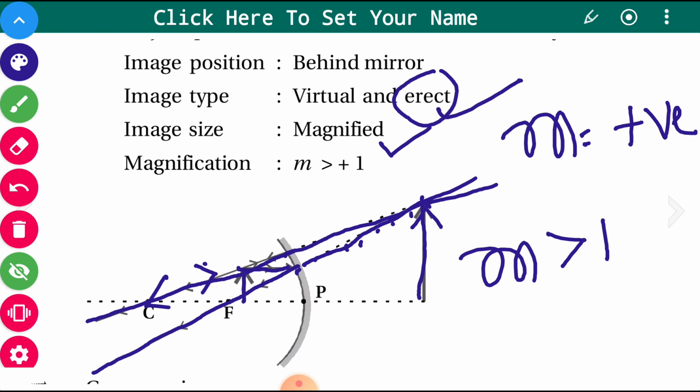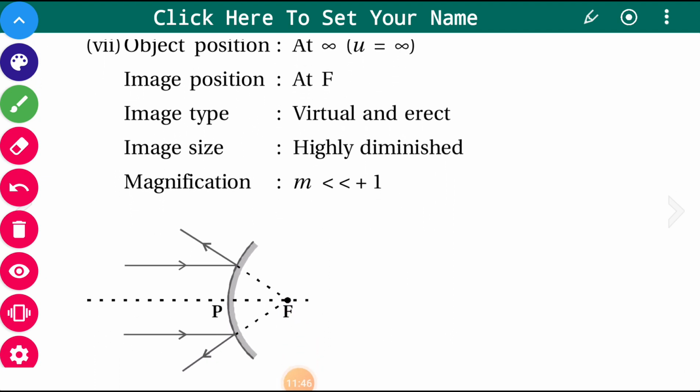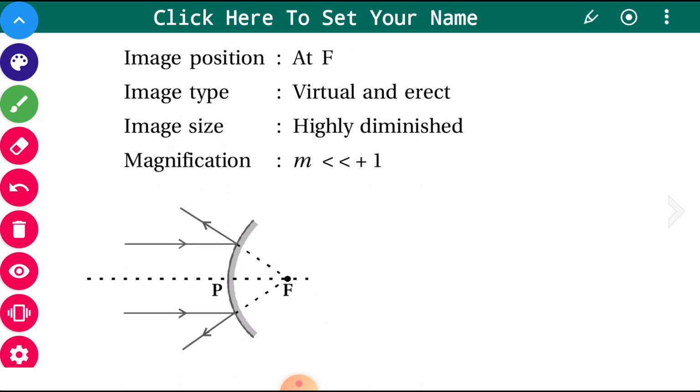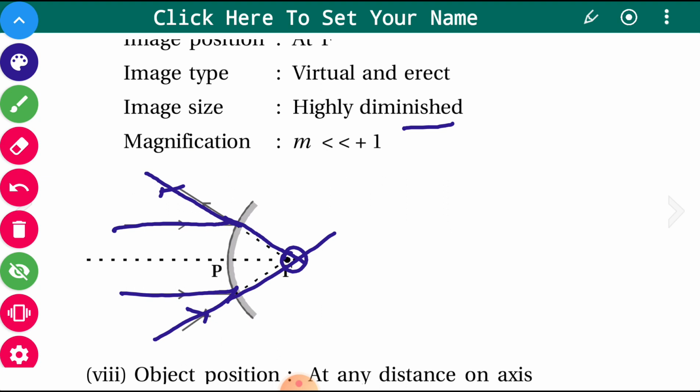That is, height of image is more than height of object. Okay, now for a convex mirror, the object is at, say, infinity, then all these rays are parallel to the principal axis. Then after reflection they will diverge, they will go this way. If we extend them in the backward direction, then they will meet at the focus. So the image which is formed is virtual and erect, and this is a highly diminished image for a convex mirror.